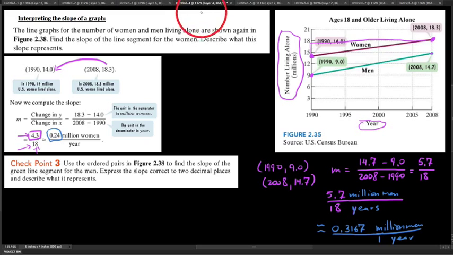Okay, YouTube, in our last video, we looked at the slope of a line for a data set as being some rate of change, okay? And so that's really easy to determine the rate of change, just find the slope and assign proper units.